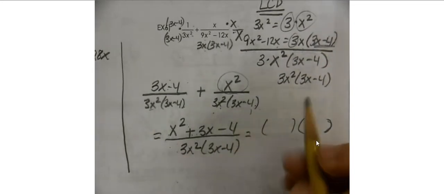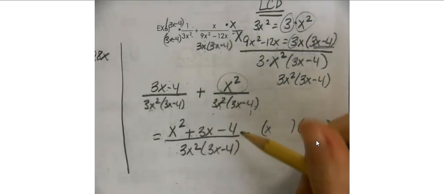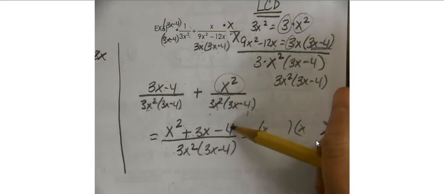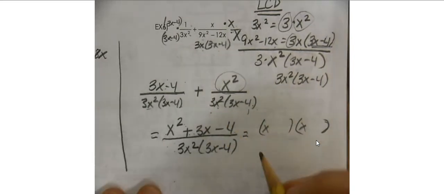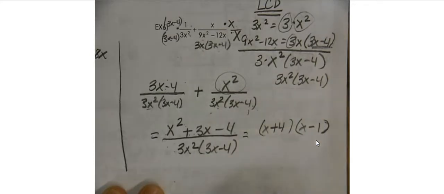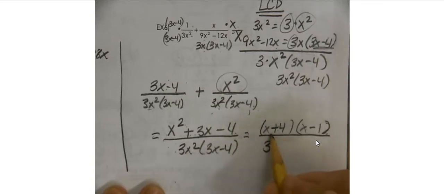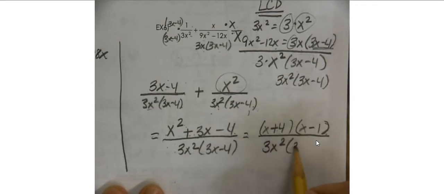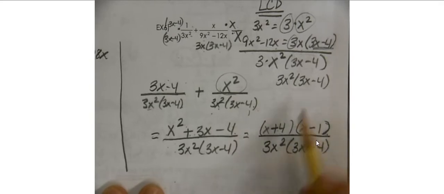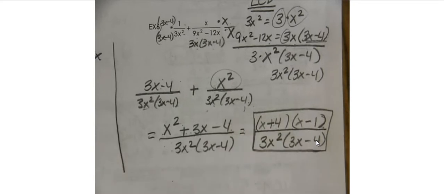So I'm going to try to split apart the x squared into an x and an x, and I'm going to see if there's any numbers that, when multiplied together, equal -4, but together add to equal 3. And I do believe that +4 and -1 will work. 4 minus 1 is 3, and 4 times -1 is -4, so it does work. And we have x plus 4 times x minus 1 all over 3x squared times 3x minus 4. None of the parentheses are the same, but at least it's in factored form, and this represents our answer.